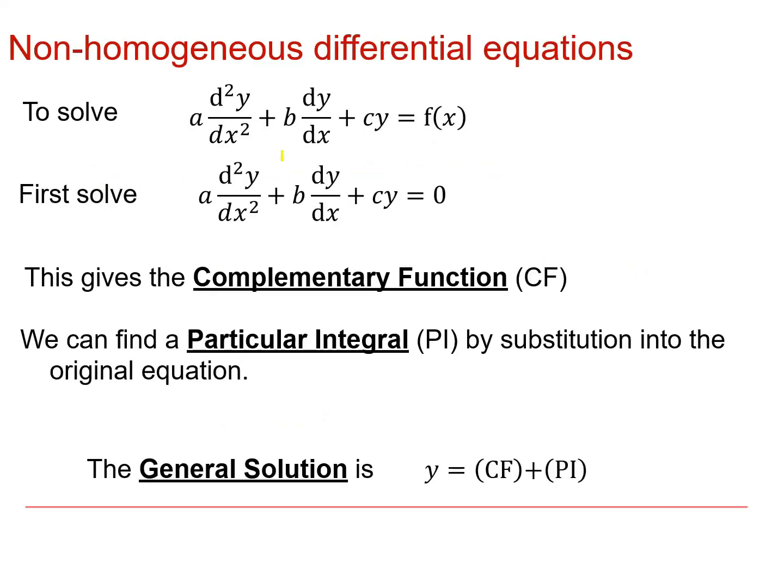So in summary then, here's my non-homogeneous differential equation. First solve the homogeneous version to get the complementary function. Look at the particular integral as being the same shape as f(x), the right hand side function, and substitute that back into the equation to sort out the parameters for that, and then the general solution is the sum of the complementary function and the particular integral.